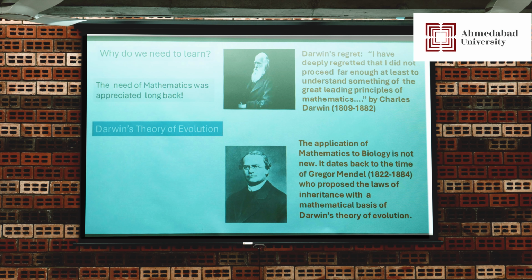And then after that, it was Gregor Mendel, an Austrian scientist, who understood Darwin's theory of evolution in a different way. Darwin understood that there is something called inheritance, but he didn't understand the mechanism of inheritance. It was Gregor Mendel who understood the mechanism of inheritance and came up with a probabilistic basis of Darwin's theory of evolution. So that's how mathematics helped since then.